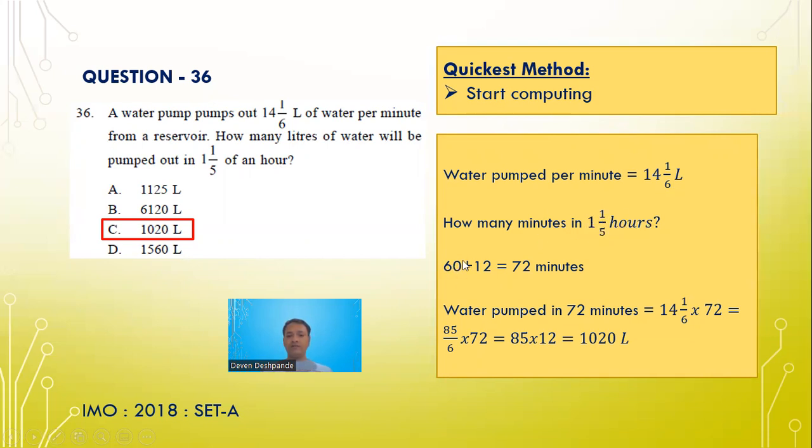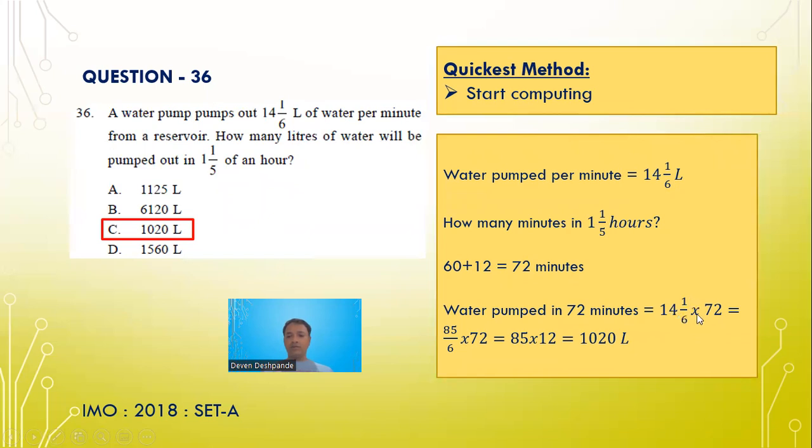For 1 hour, 60 minutes, and 1 upon 5 hours, so 1 upon 5 into 60, which is 12. So this will be 72 minutes, isn't it? So water pumped in 72 minutes. How much water is pumped in 72 minutes? Because this 14 integer 1 upon 6 liters is pumped per minute. So in 72 minutes, how much water will be pumped?